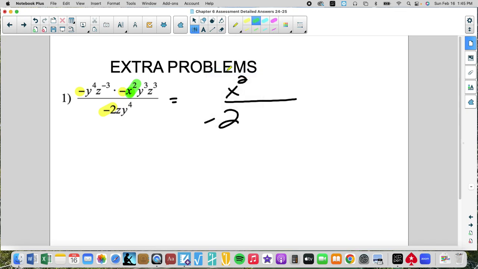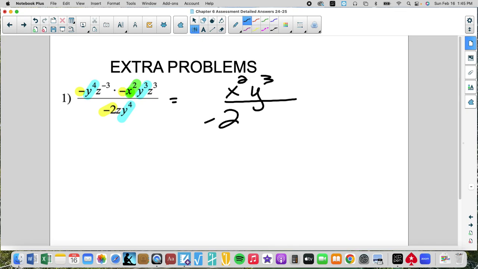Let's deal with the y's now. So I have y to the fourth, y to the third, y to the fourth. Well, those y to the fourths in the numerator and the denominator are going to cancel each other, and I'm just going to be left with y to the third in the numerator. So that's y to the third.